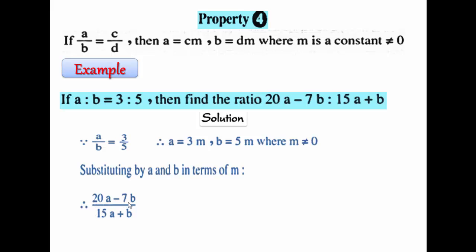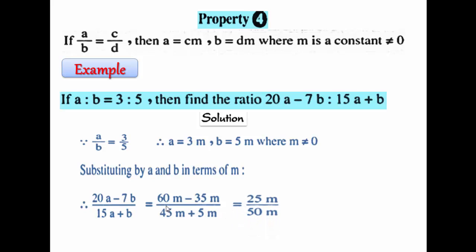Therefore, (20a minus 7b) over (15a plus b). Substitute a by 3m and b by 5m, like this. Equals 20 times 3m, the product will be 60m, minus 7 times b, we substitute b by 5m, 7 times 5 equals 35m, over 15 times 3m equals 45m plus b, substitute it by 5m, like that.